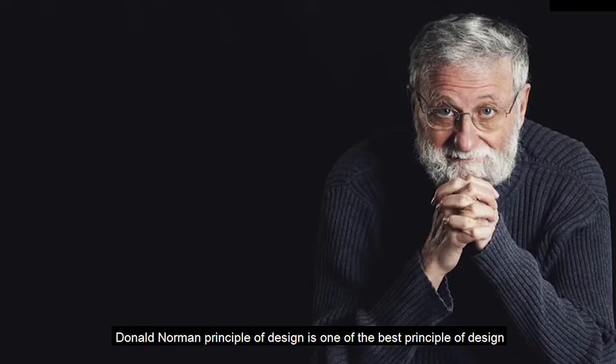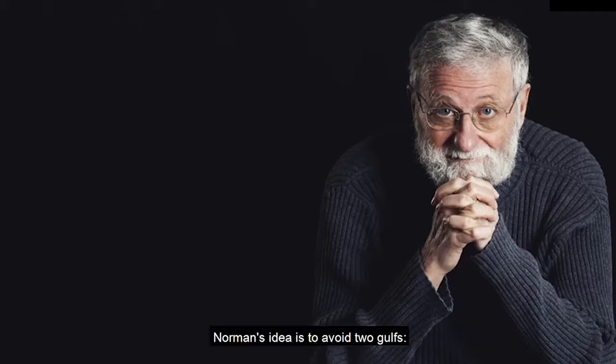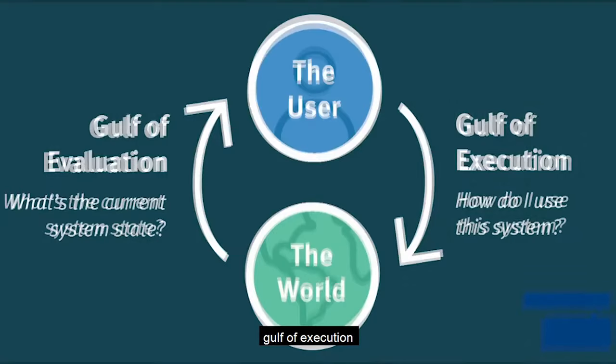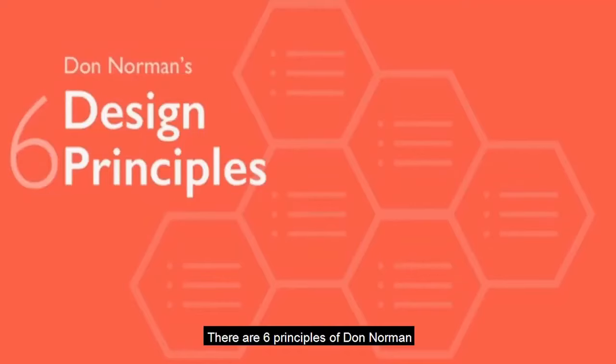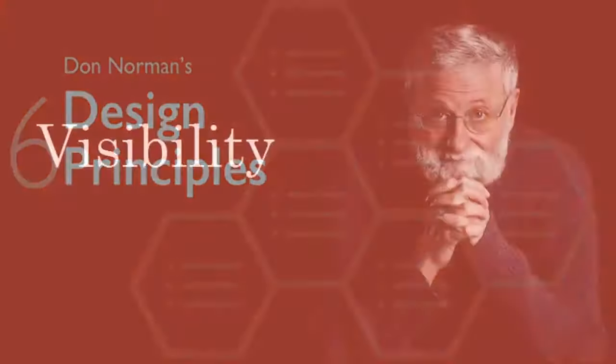Donald Norman's principles of design are among the best principles of design. Norman's idea is to avoid two gulfs: the gulf of execution and the gulf of evaluation. There are 6 principles of Don Norman. The first one is visibility.